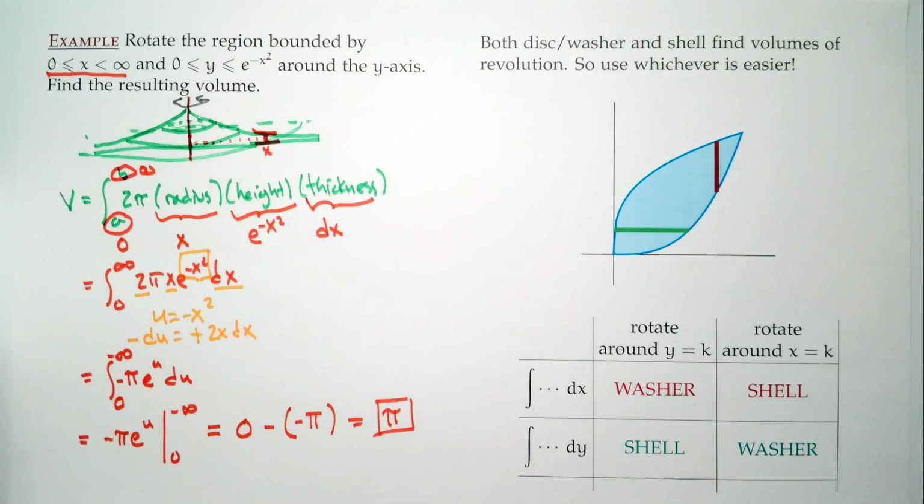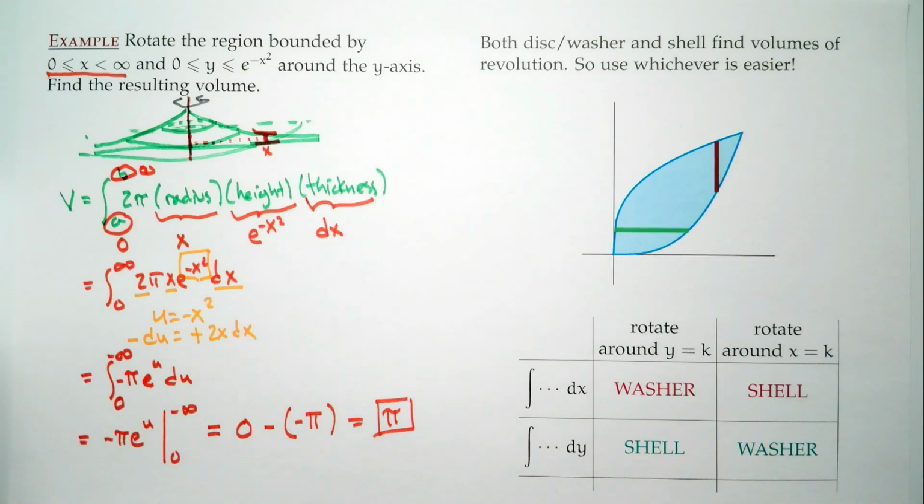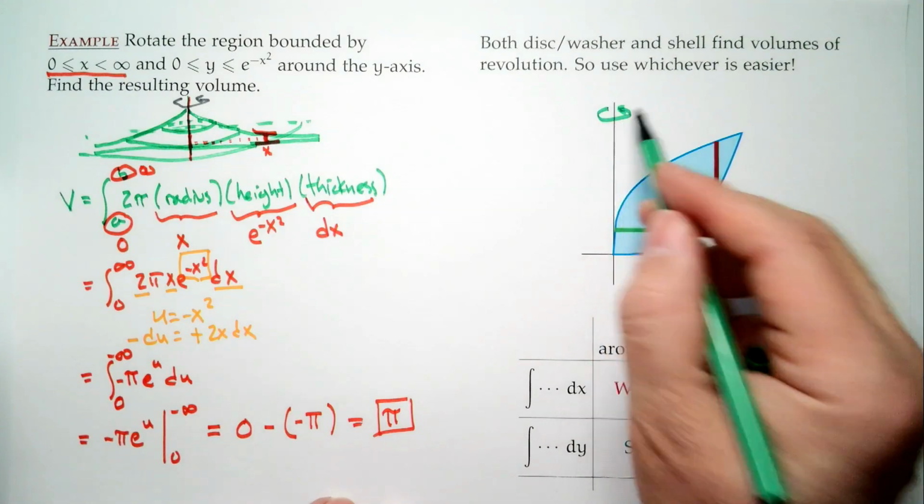If I have a region, here's my region, I can think of slicing either horizontally or vertically. So in other words, I'm dividing up my region. I can do it in two different ways. Now, let's think about what would happen. Suppose we spin around the y-axis.